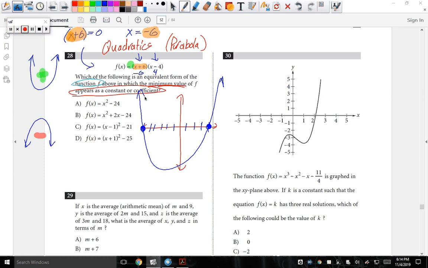Okay? So the minimum value will occur right here in the middle. And if you don't already know this, some of you are learning this actually right now or reviewing it. This is called the vertex.